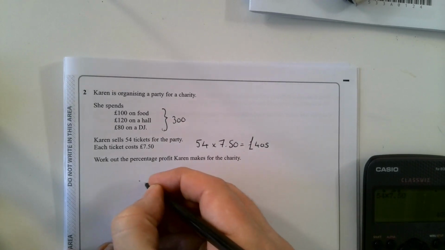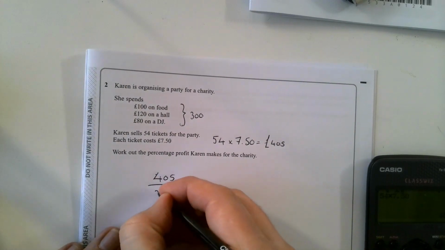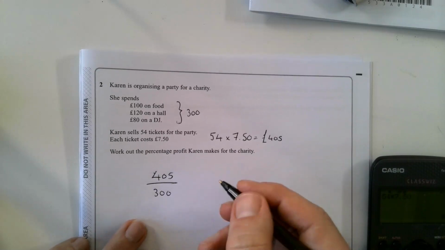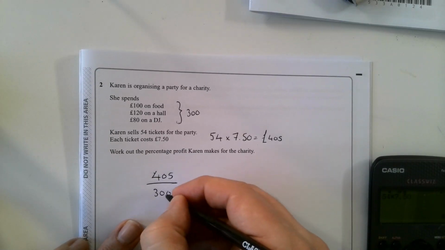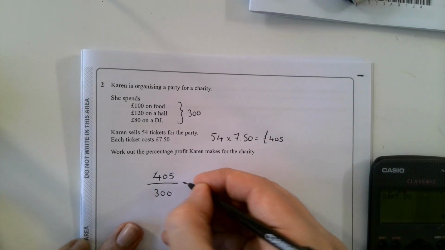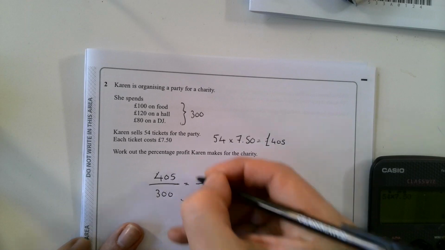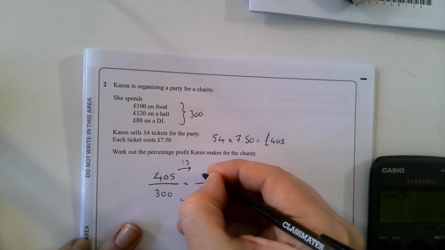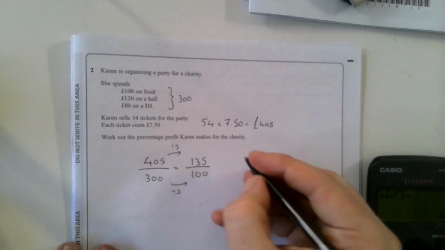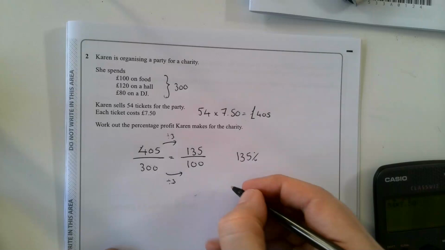So for my profit, I now have £405. I started with £300. So my preferred method is to do it like this. So I'm going to do 405 over 300. I'm now going to make that over 100 because it's 100%. So I'm going to divide by 3. Divide by 3. So that gives me 135 over 100. So I've actually got 135% of what I had before.